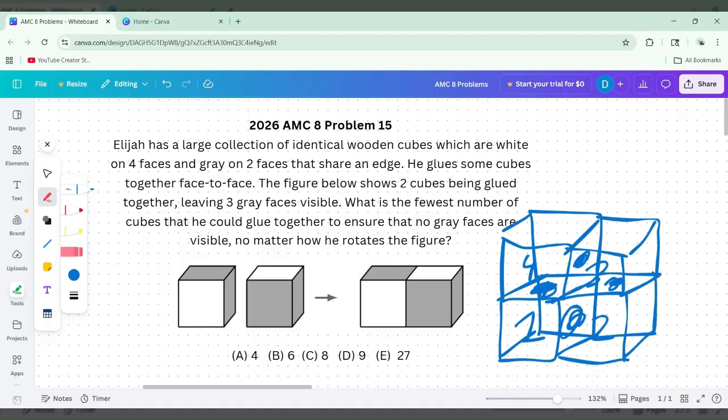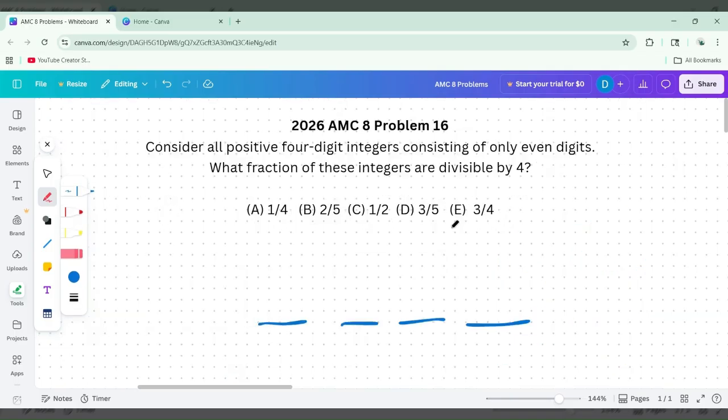And as you see, each of the cubes are touching gray faces with two other cubes. And this maximizes the amount of cubes used. And as you see, it does fit every requirement that is in the problem. So the answer is 4A. Now we're going to move on to problem 16.